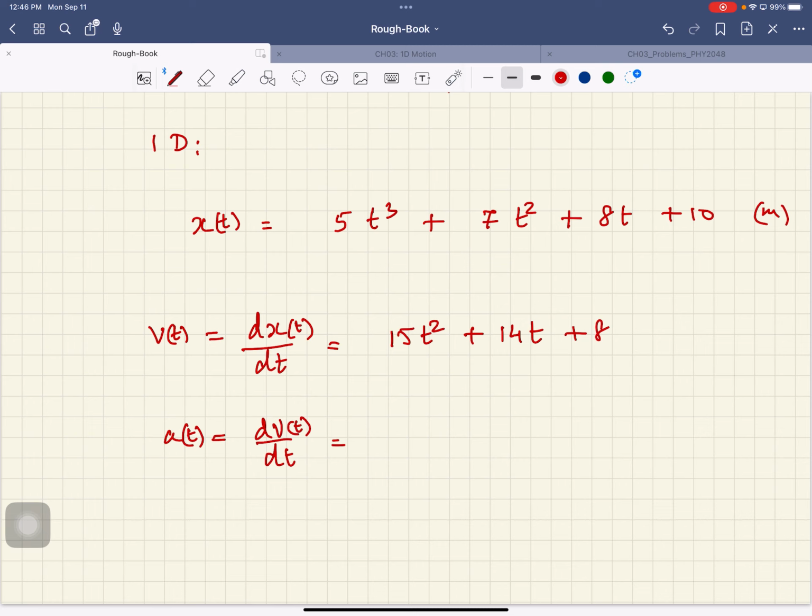How many of you have not seen derivatives in your calculus class yet? You haven't seen them. Do you know what it means? You don't know what it means? No. All right, we'll talk about it in a second.